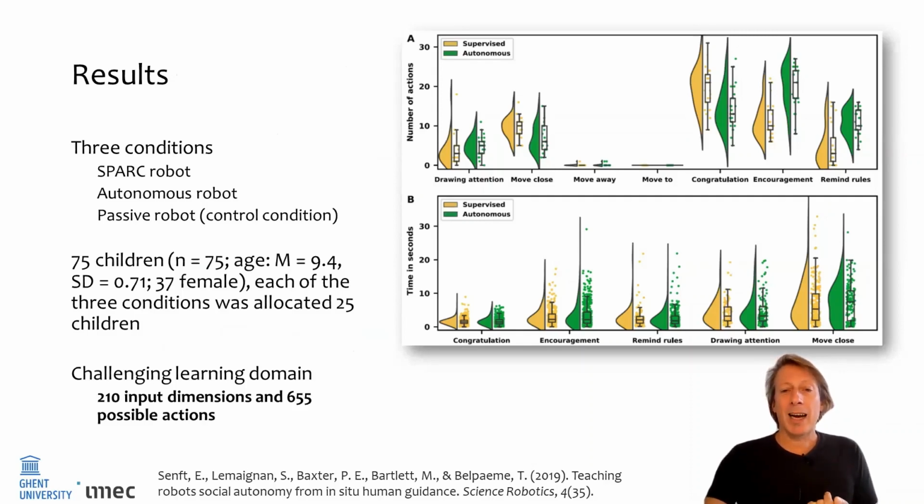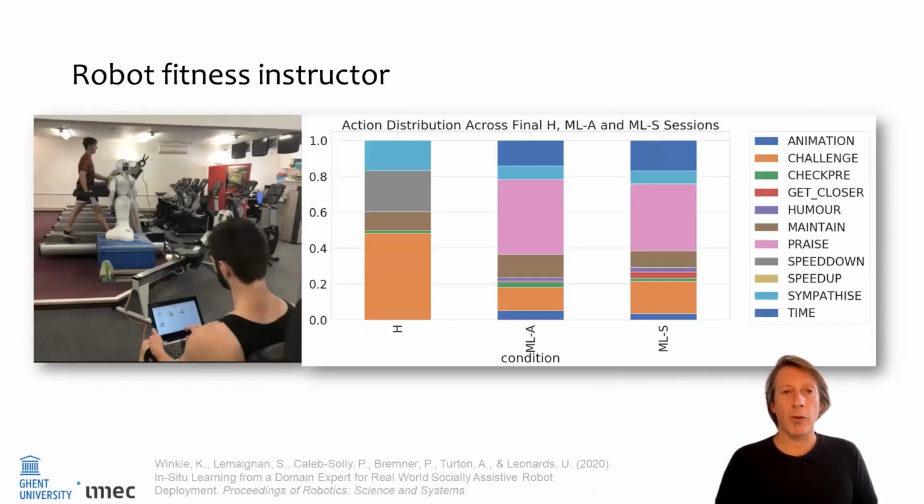Now, recently at the Bristol Robotics Lab, the same method was used to teach a robot how to become a fitness instructor. So the robot is being teleoperated by a fitness instructor to get people to run 5 kilometers. And this graph shows really nicely what the robot learns. So have a look at the right-hand bar on this graph. Right there. These are the instructions given by the fitness instructor on that tablet interface.